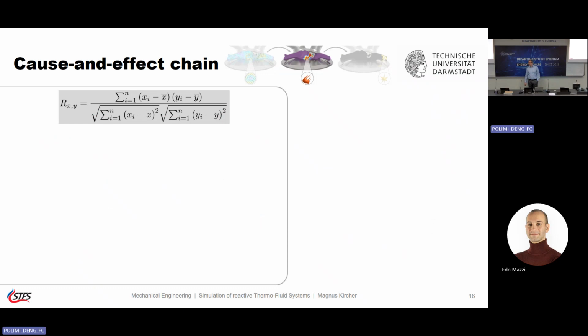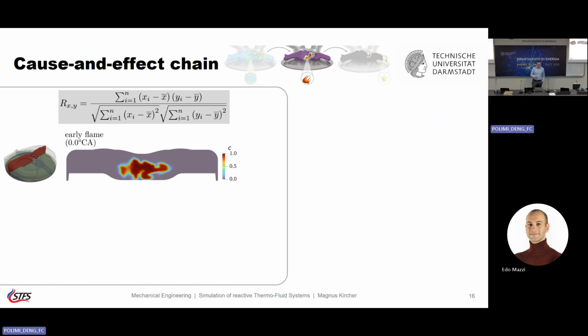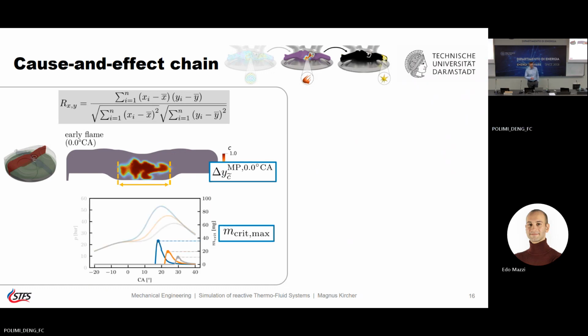For the further analysis, I made use of the Pearson correlation coefficient, where I investigated correlations between two features, X and Y. I did this for many features, but here I want to focus on the correlation between a combustion feature and an auto-ignition feature. This combustion feature is based on the flame on the middle plane, specifically the flame width on this middle plane at top dead center. This will now be connected to the critical mass, an auto-ignition feature we have already seen before.